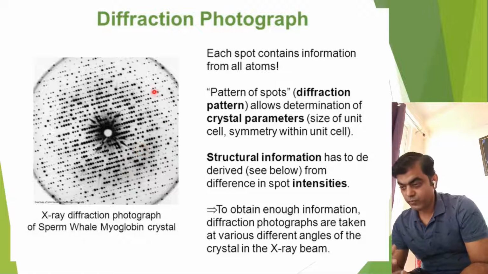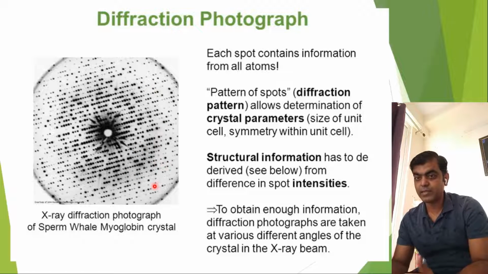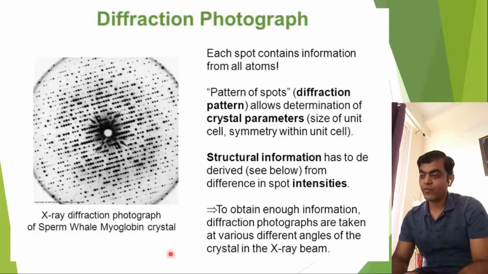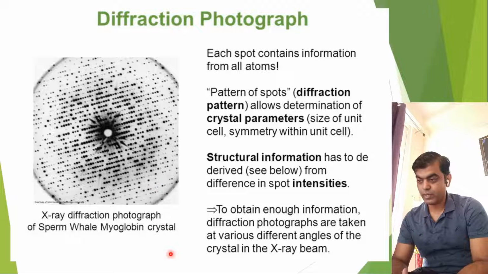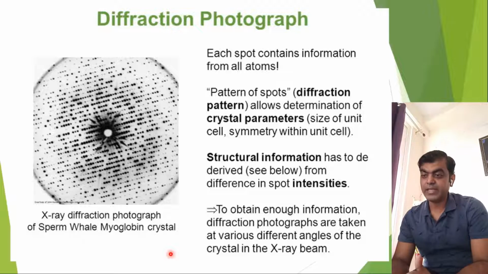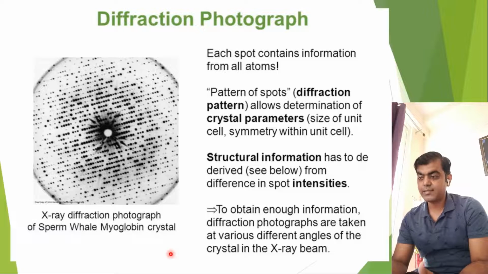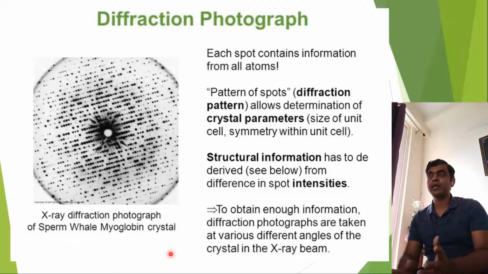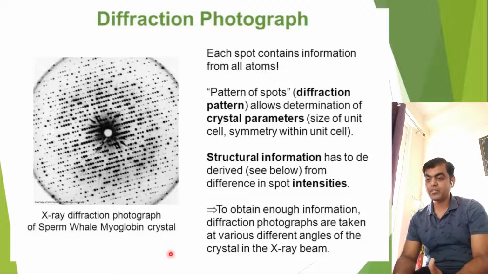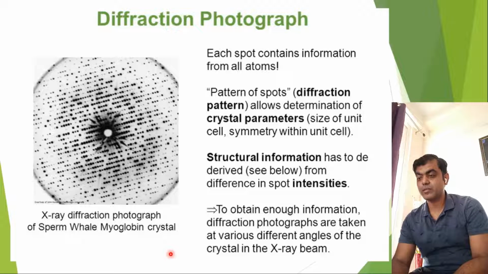And from this pattern and intensity together, you have to obtain information, okay, for which diffraction photographs are taken, or multiple images of this sample have been taken at different angles. From these separate angles, if there are like 20 different images of the myoglobin crystal, then from these 20 different crystal images, what you have to do is decipher this information.